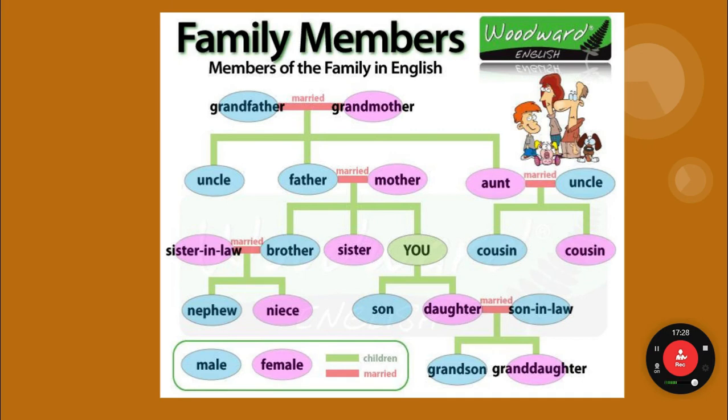The people in the blue box are male. People in the female box are female. The green lines are children, and the sort of coral, which is a reddish pink, they are married. Okay.